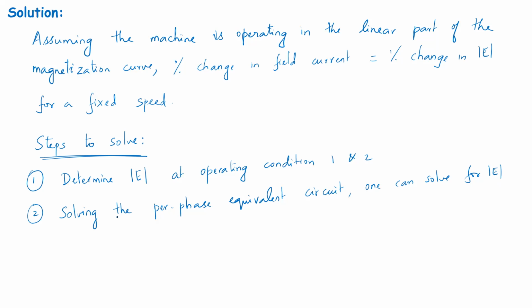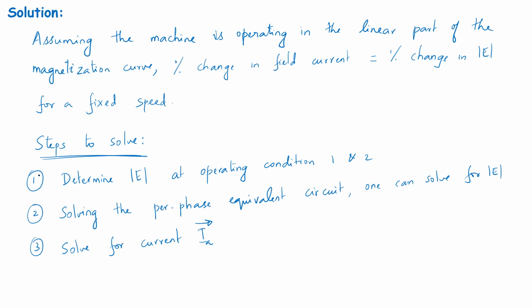Okay. Now to solve the per phase equivalent circuit, I need the value of current flowing in the circuit. So all I'm going to say is applying KVL to the loop, which is formed by the per phase equivalent circuit, I can solve for E, magnitude and angle. But to apply KVL in that loop, I need current. So I need to solve for current first, as a complex number, as a vector.